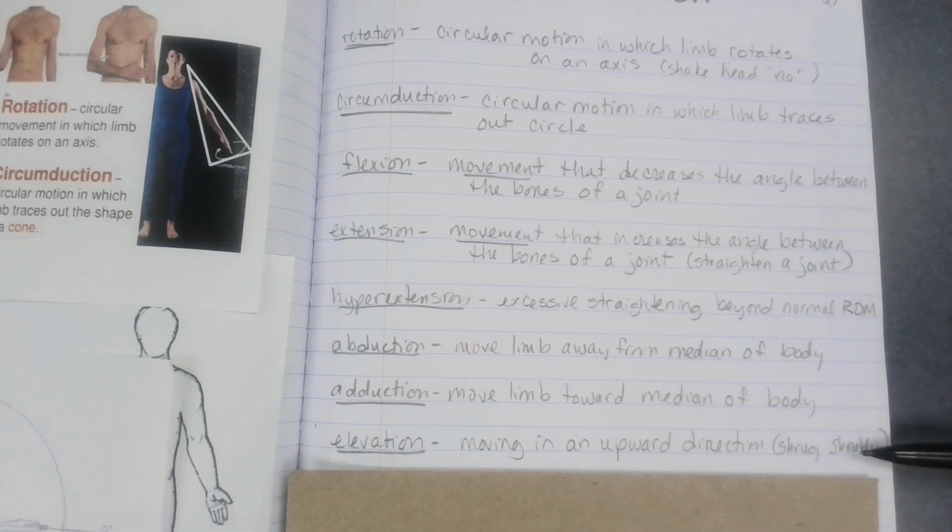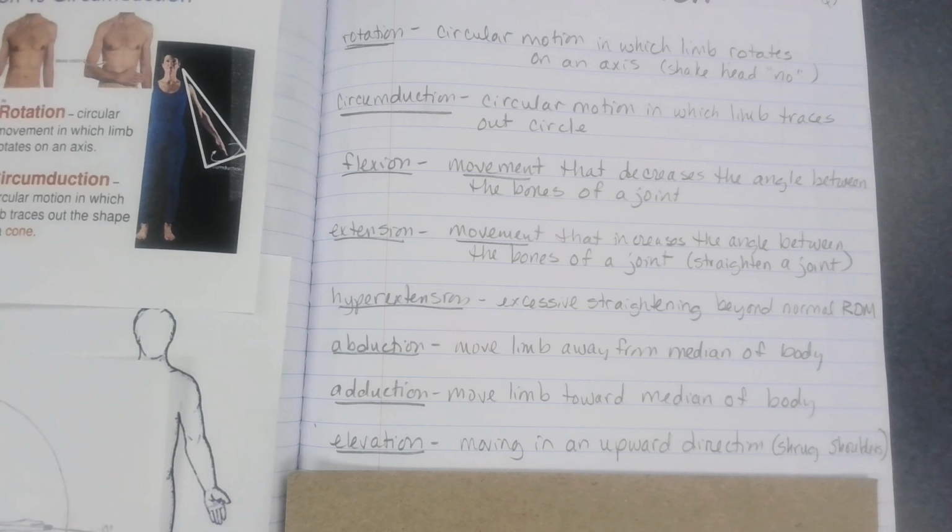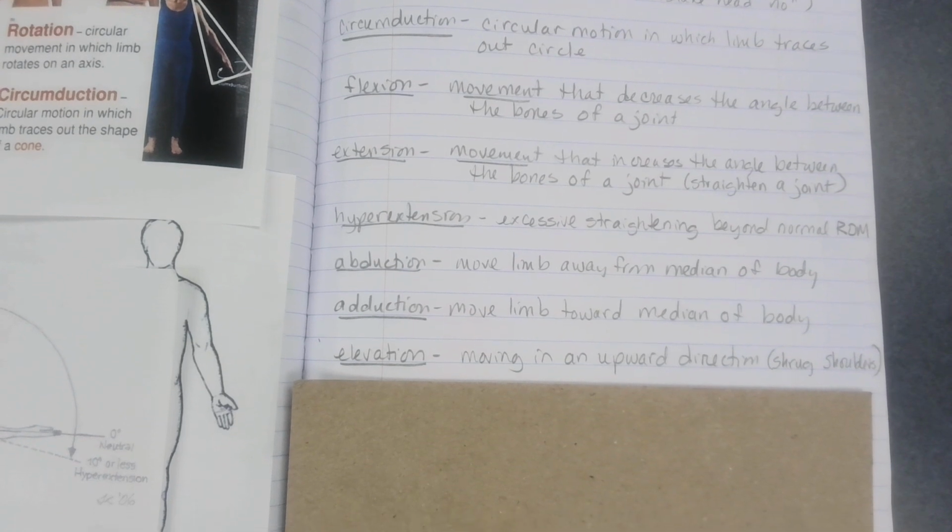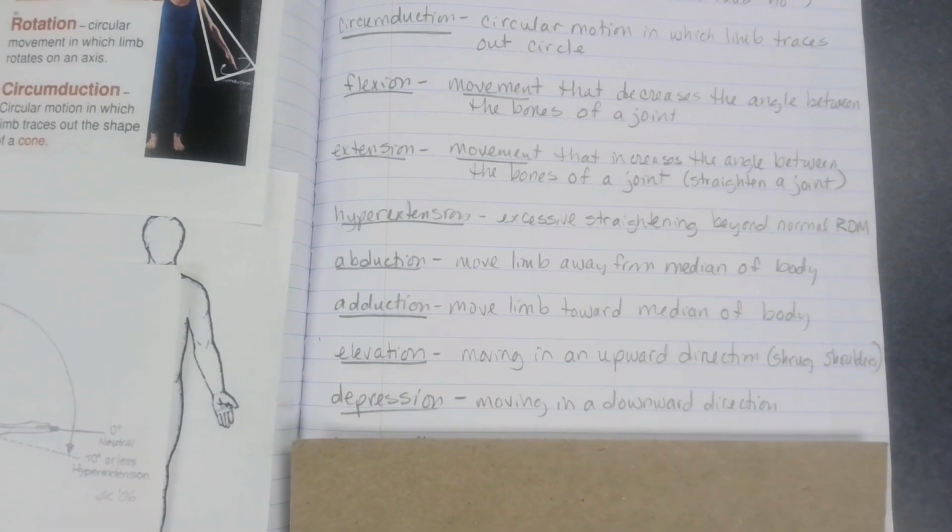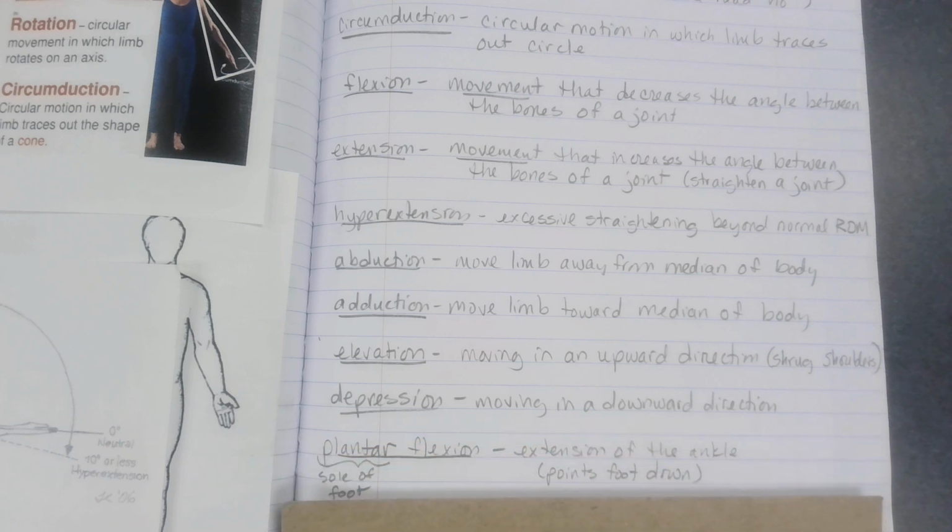Elevation is moving in an upward direction. So like if you shrug your shoulders, if you shrug them up, you're elevating your shoulders. Depression is moving in a downward direction. So after you elevate your shoulders, if you let them go, you're moving in a downward direction.